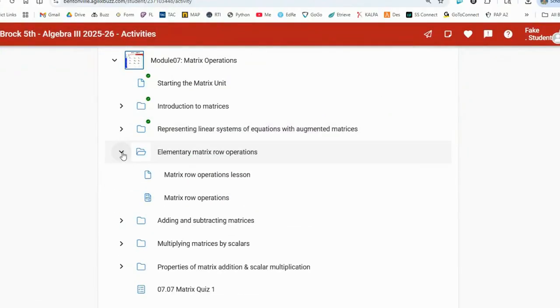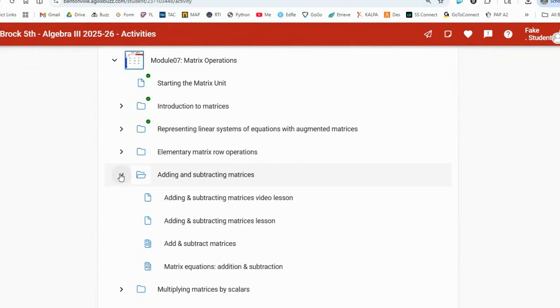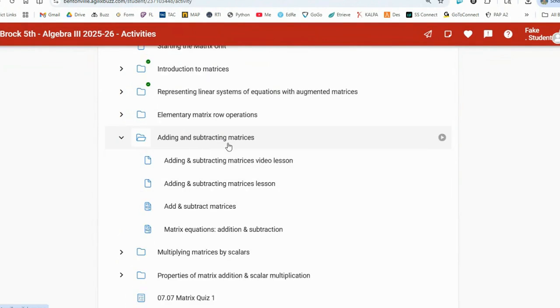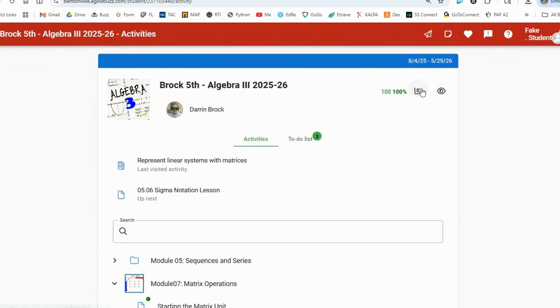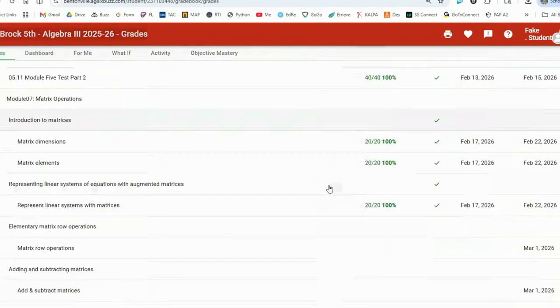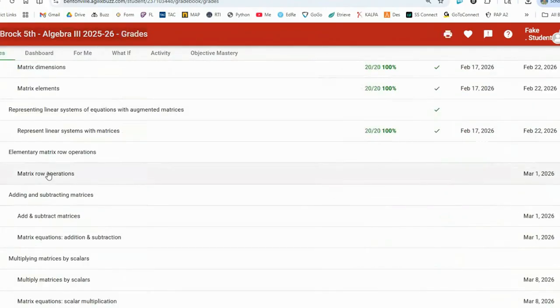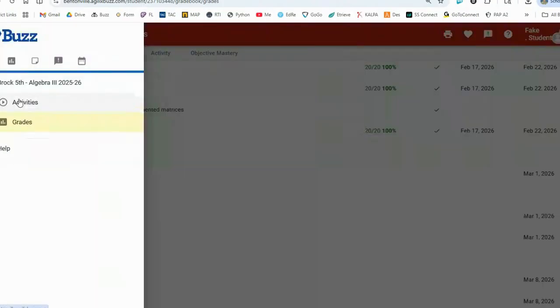Matrix row operations, we haven't done those yet. Okay, matrix row operations and adding and subtracting matrices. There we go. It froze on me for a second.